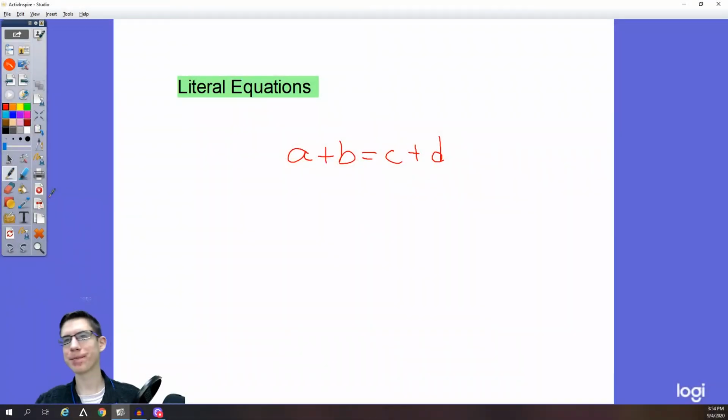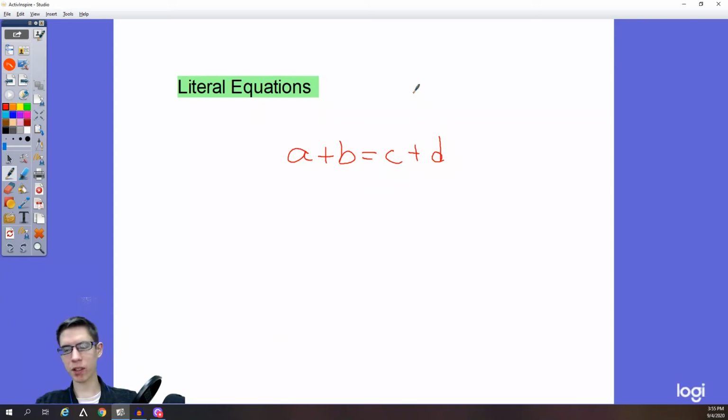Okay, so today we are talking about literal equations. I'm hoping this will be a pretty quick lesson, but it is kind of a tough subject, so make sure you're paying good attention and writing stuff down as we go. A literal equation is an equation that has no numerical solution. Something like this: a plus b equals c plus d.